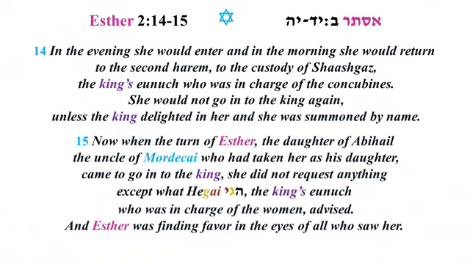So after a year of preparation, each woman is going to go in before the king, and they can take whatever they want with them. In the evening, she would go in, and in the morning, she would return to the second harem, to the custody of Shashgaz, the king's eunuch who was in charge of the concubines. She would not again go into the king unless the king delighted in her and she was summoned by name.